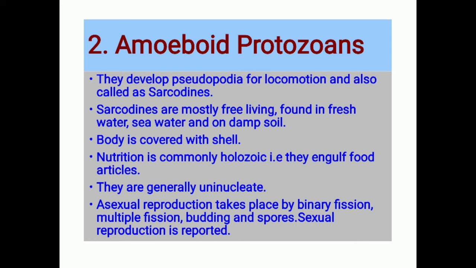The sarcodines are mostly free living or found in freshwater, seawater and on damp soils. The body is covered with a shell, that is a hard calcareous matter. The nutrition is commonly holozoic, that is they engulf food articles. They do not eat it, they generally engulf it, and this mode of nutrition is called phagocytic nutrition. They are also generally uninucleate, and asexual reproduction takes place by binary fission and multiple fission. Budding and spore formation along with sexual reproduction also take place in the amoeboid protozoans.